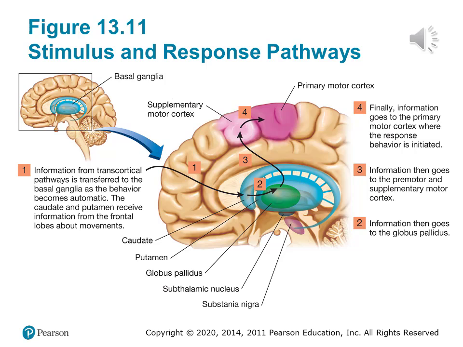Information from the transcortical pathway is transferred to the basal ganglia as the behavior becomes automatic in the case of conditioning. The caudate and putamen receive information from the frontal lobes about movements. That information then goes to the globus pallidus and eventually to the premotor and supplementary motor cortex. Finally, it goes to the primary motor cortex where the response behavior is initiated.